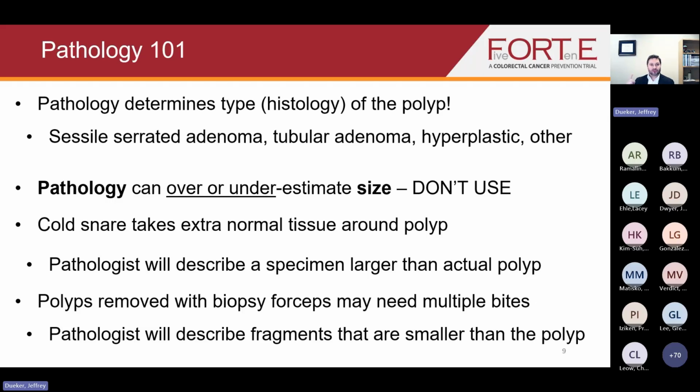And we talked about this. Cold snares can take extra tissue, so the pathologist will say that the specimen is larger than the actual polyp. Sometimes polyps removed with forceps require multiple bites, so you're going to get fragments. They might say a 4 millimeter or 3 millimeter, well, that's a 7 millimeter polyp. They were just getting it in fragments. And you also can't reliably add them up either. I made it seem like you can. So really, the colonoscopy report for size, the pathology report for type.